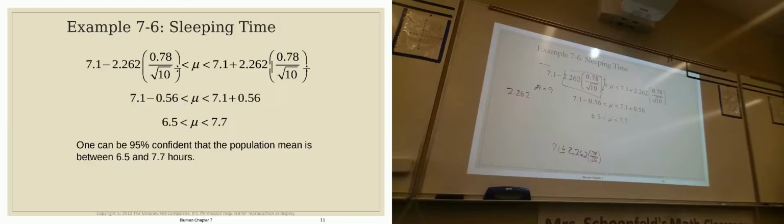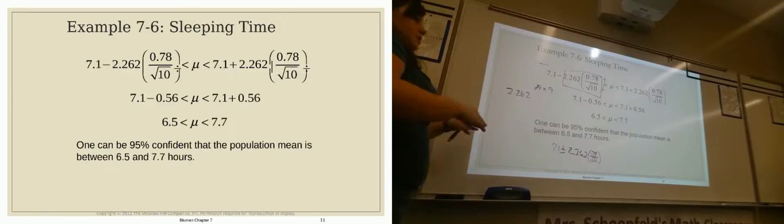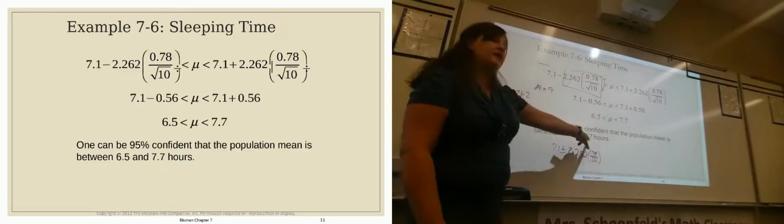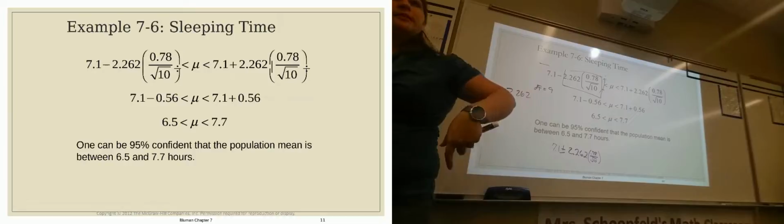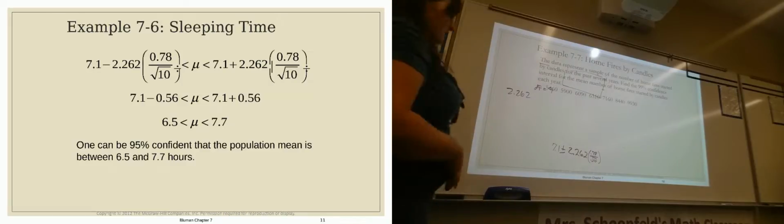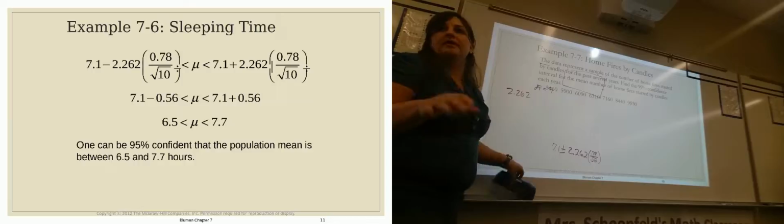Okay, so when you add and subtract those, you get 6.5 and 7.7. Then you put it back into words: one can be 95% confident that the population mean is between 6.5 and 7.7 hours. That's how you need to rephrase the answer. Don't just say 6.5, 7.7, because everybody looks at that and has no idea what it meant.